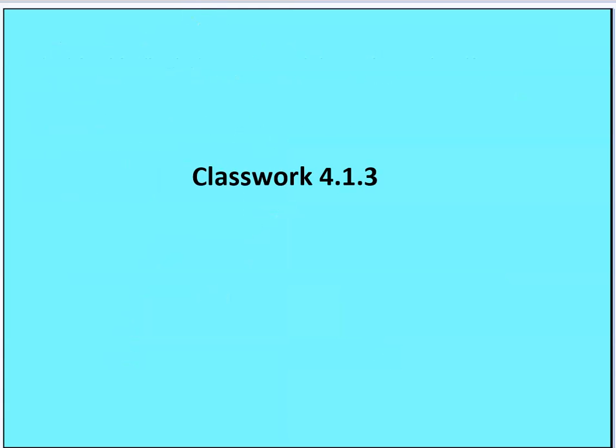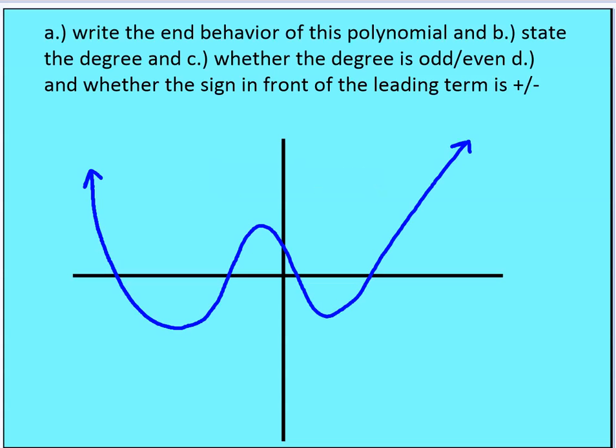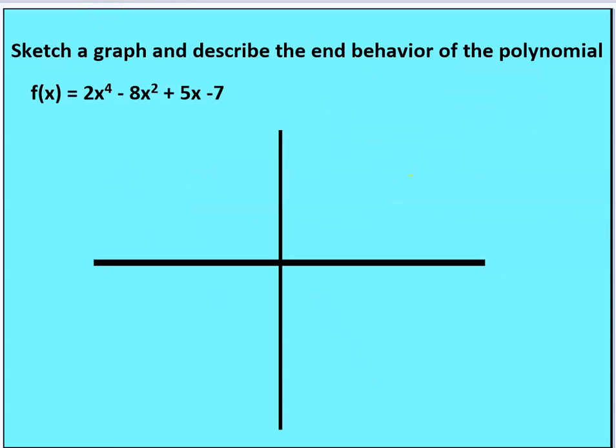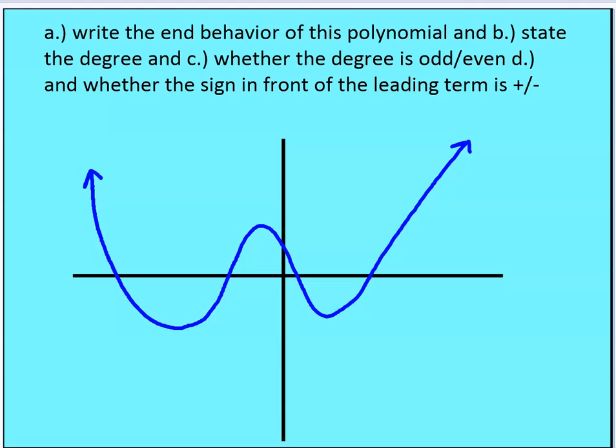Right, so this brings us to our third classwork problem. So write the end behavior of this polynomial, state the degree, and whether the degree is odd or even, and then whether the sign in front of the leading term is plus or minus. Sorry about that. So I'm going to bring you back. You can copy this down, please. And then I'm going to move on.